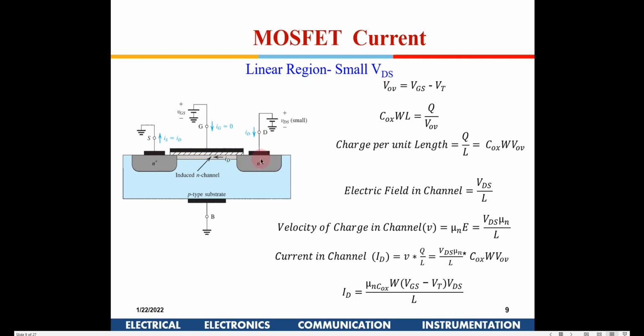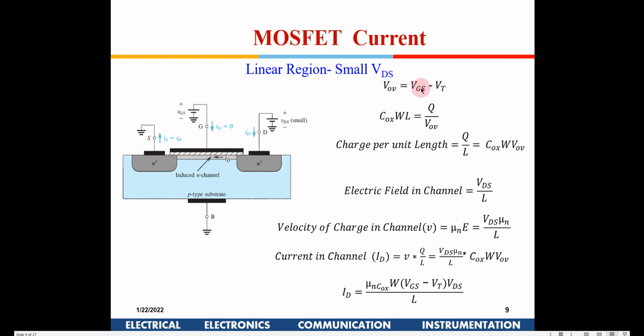So what would be the current equation in this particular case? Now the channel has been formed. We call VOV the overdrive voltage, which is VGS minus VT. We have applied some voltage VGS, out of which VT has been used up to create a channel, so that much of the voltage is not available to us. Only the voltage which is above VT is available for further use of this device as a switch.